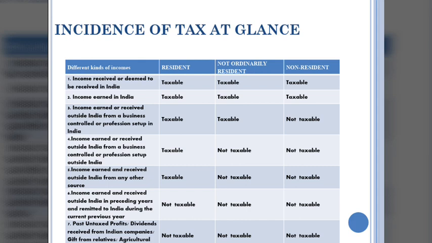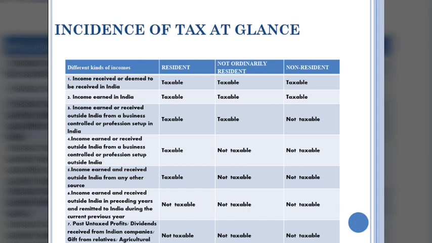Then the fourth one is income earned or received outside India from a business controlled or profession set up outside India. That is, you are earning the income outside India from a business and the control is also outside India. Then it is taxable only to the residents and not to the not ordinary resident and non-resident. Then the next one is income earned and received outside India from any other source. That is, the previous category you have seen was business or profession. Now other sources. We are having 5 heads of income.